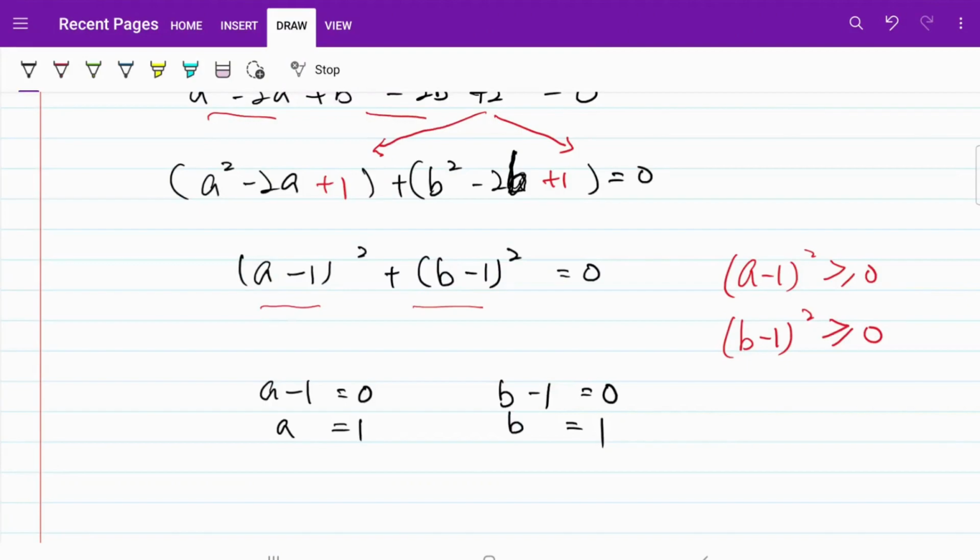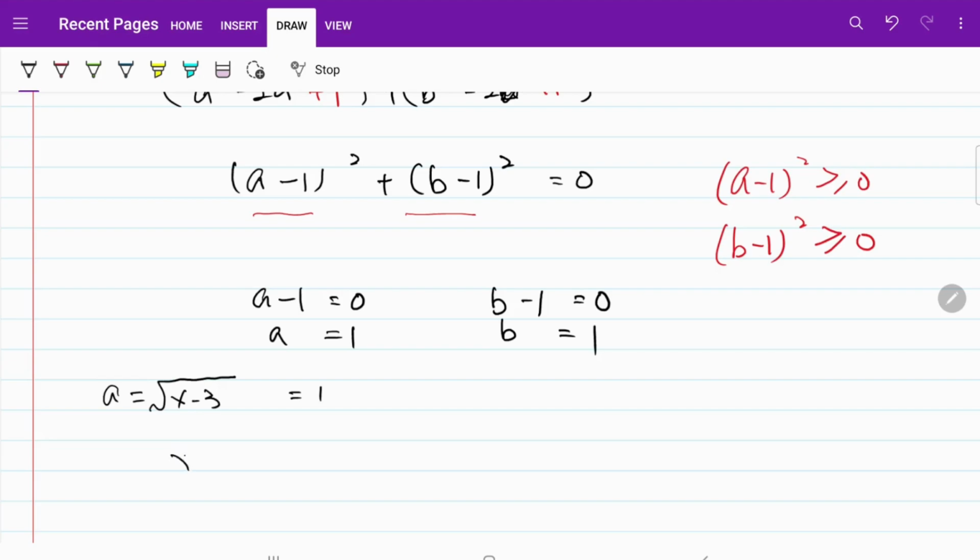Going back to our earlier substitution, we said a is equal to the square root of x minus 3. And since a is equal to 1, x minus 3 will be equal to 1 square. So x will be equal to 1 square plus 3, which is equal to 4. And also, from our earlier substitution, we said b is equal to the square root of y plus 1. From there, y plus 1 is equal to 1 square, which is equal to 1. y is equal to 0.